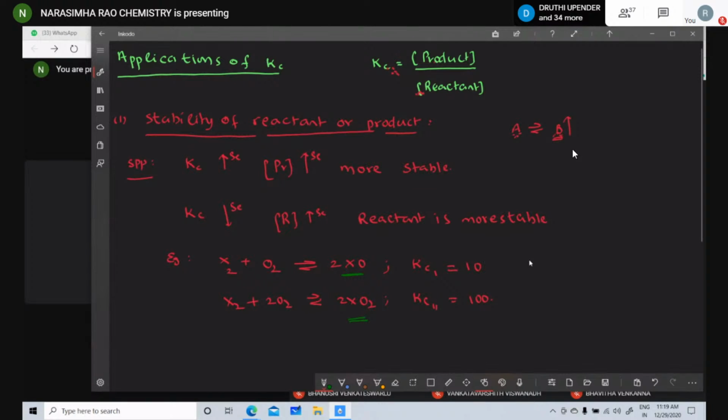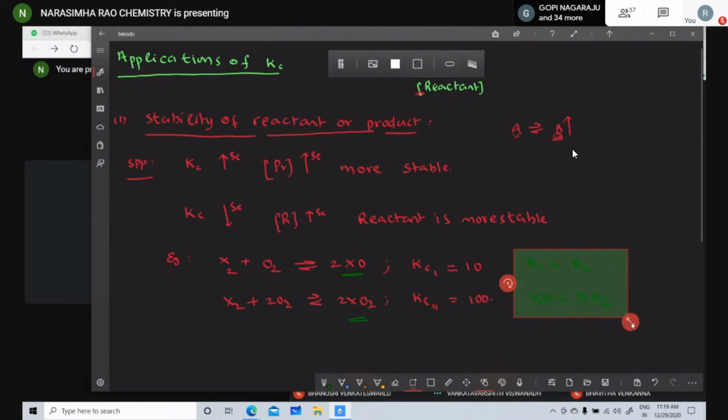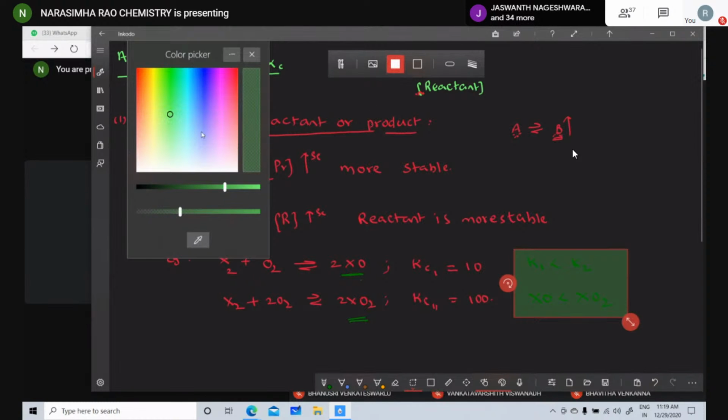That is, K1 is less than K2. Okay. XO is less stable than XO2. Children, is the concept clear? Children, the concept is clear. Tell me, is the concept clear? Yes, sir.